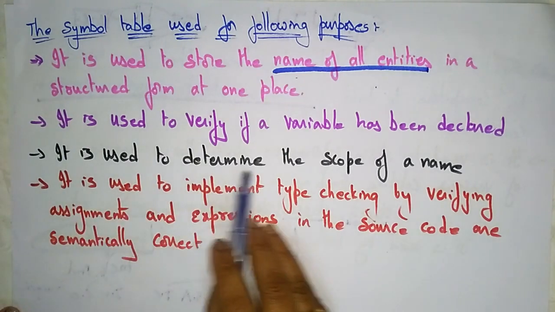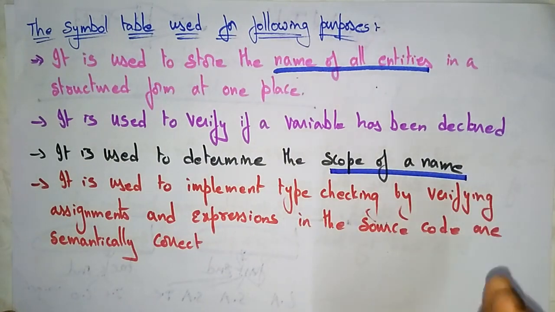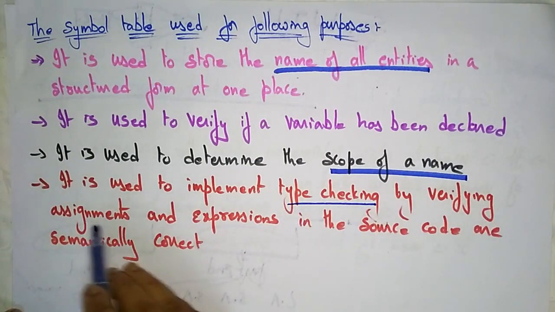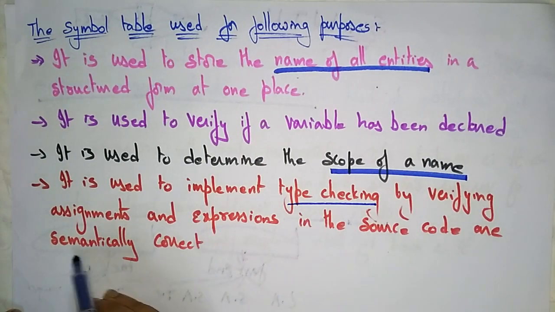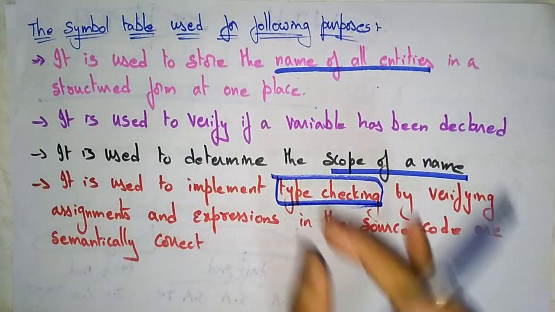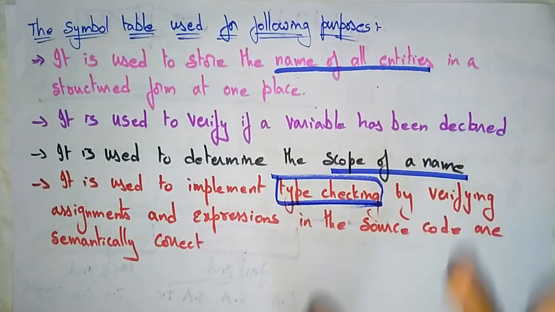It is used to determine the scope of a name. The symbol table is also used to determine the scope of a name, meaning the lifetime of that variable, whether the variable is declared locally or globally. That information is also stored in the symbol table. It is used to implement type checking by verifying that the assignments and expressions in the source code are semantically correct. So it is also doing one more job: it helps the type checking operation. The symbol table is mainly useful to implement type checking. It does not do the type checking itself, but it is helpful for it.